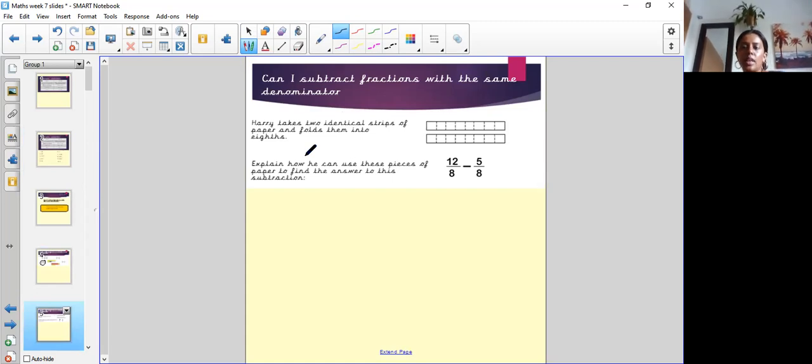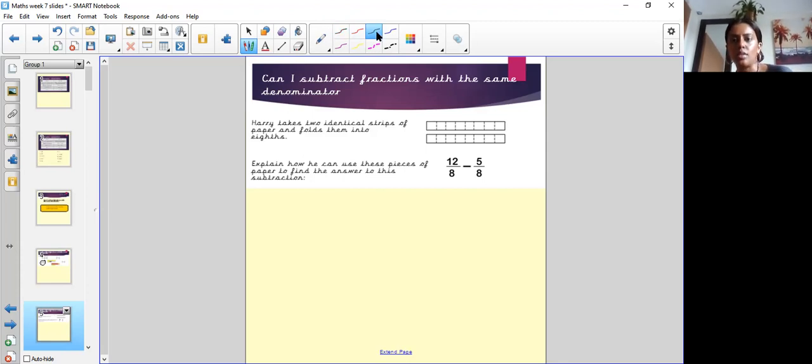So let's have a look at how we're going to work these questions out. It says Harry takes 2 identical strips of paper and folds them into 8s. Explain how he can use these pieces of paper to find the answer to this subtraction. So you could have a piece of paper and then fold it into 8. You would need 2 pieces.